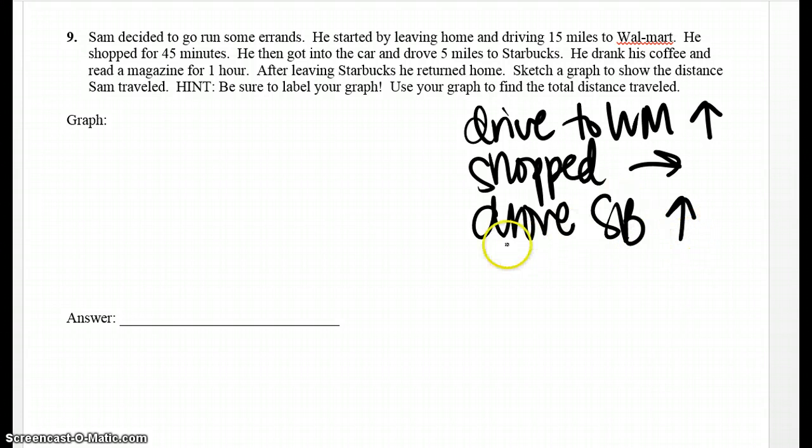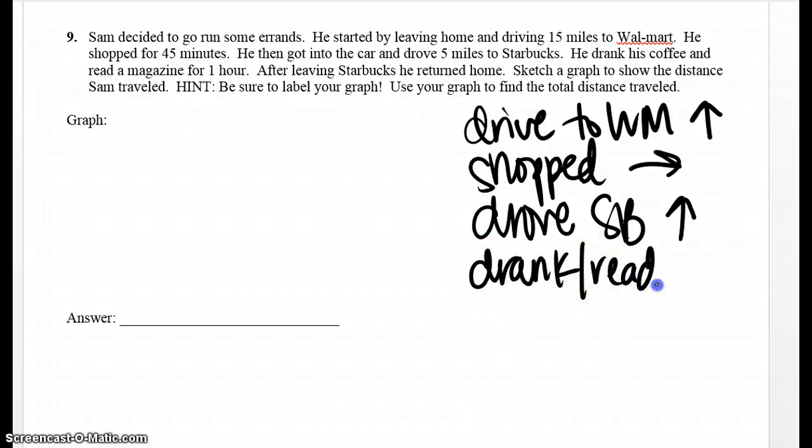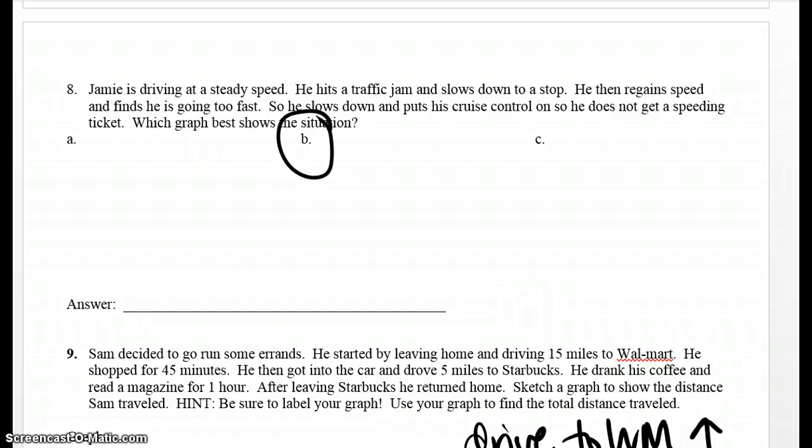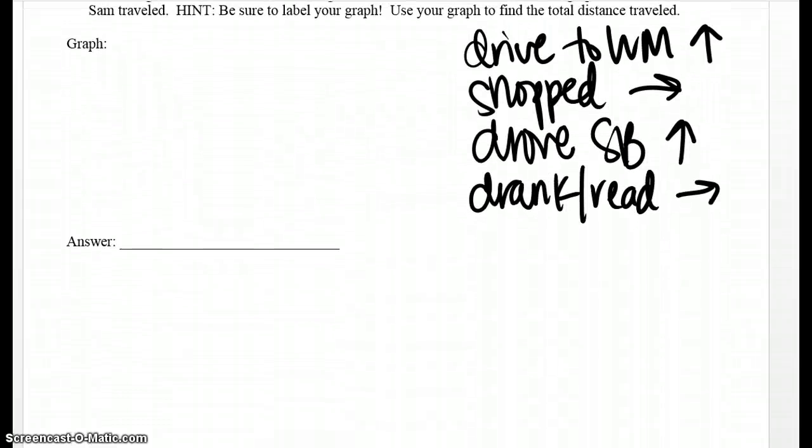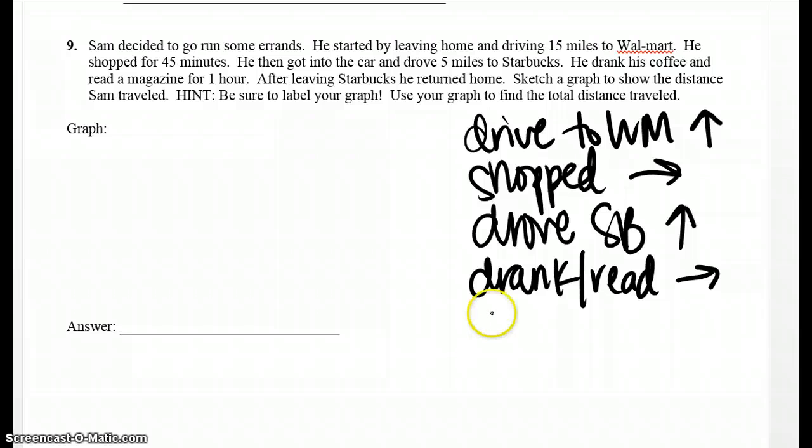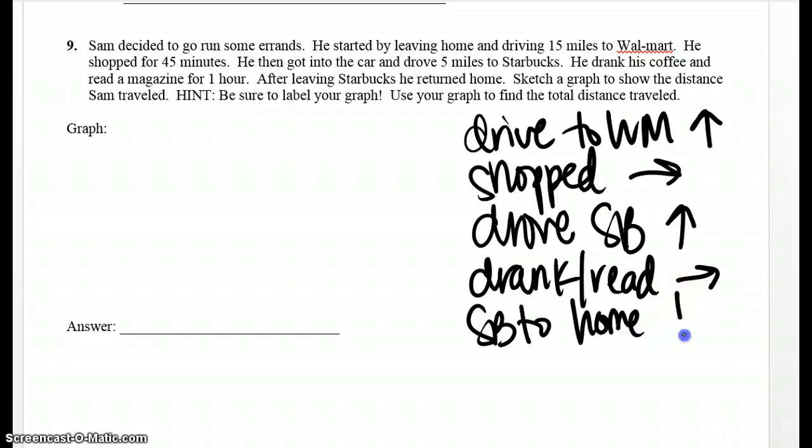He drank his coffee and read his magazine for an hour. So he drank and read, which means his distance was not changing. After leaving Starbucks, he returned home. So it's Starbucks to home, which means my arrow should be going down. It says sketch a graph to show the distance Sam traveled.